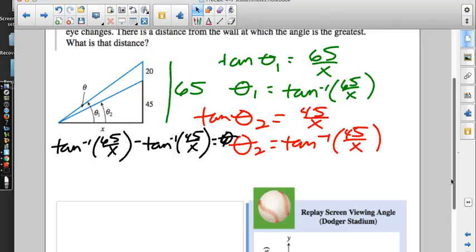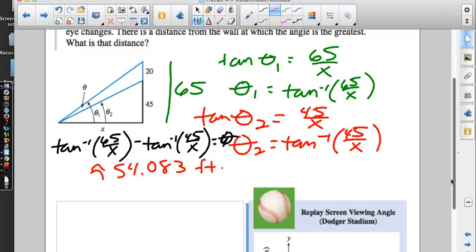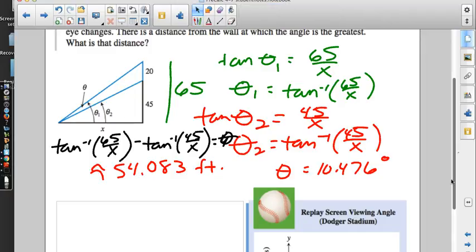And there it is. So 54.083 feet approximately is what we could put. And that was all they wanted. They just wanted to know there's a distance from the wall at which the angle is greatest. What is that distance? And we found it. And it kind of bothers me not to put theta is 10.476 degrees. So I probably write that down as well. As long as we're there, we want to know what is that greatest angle that we found.